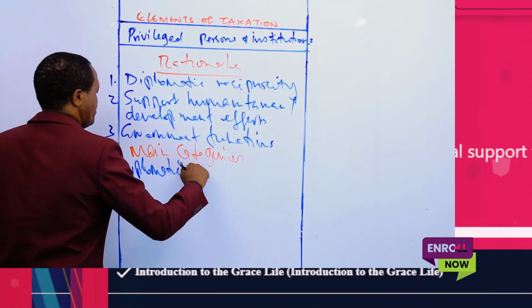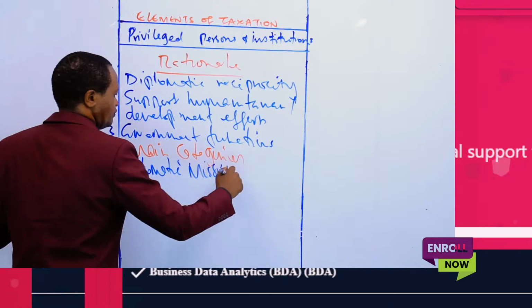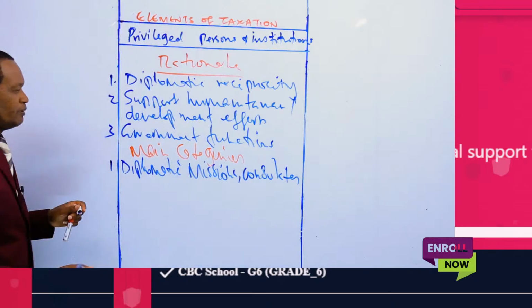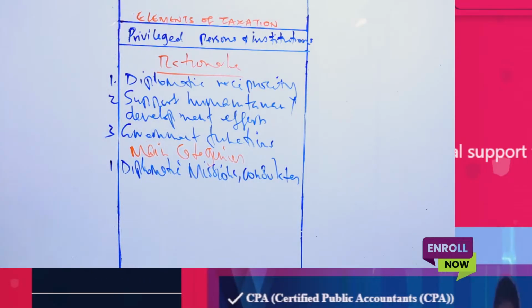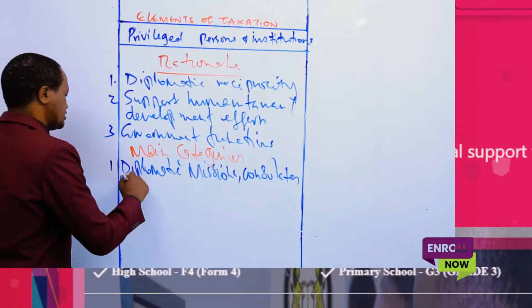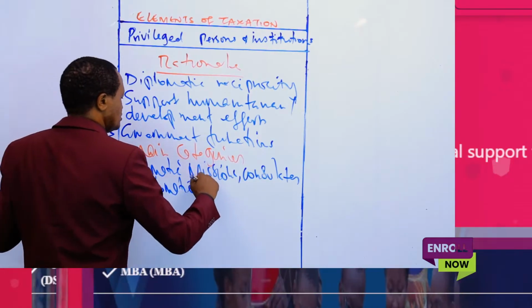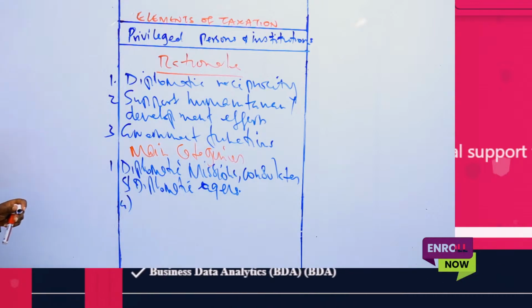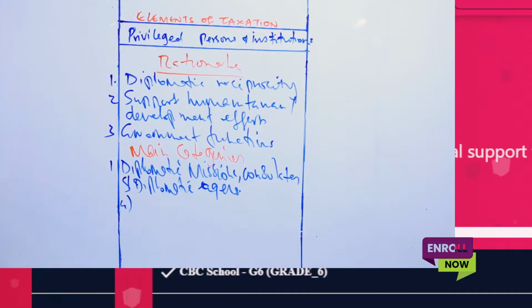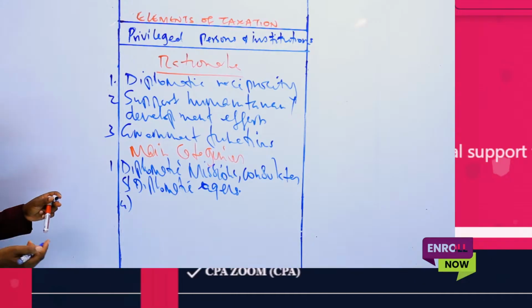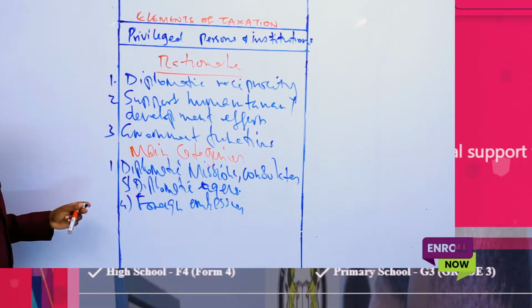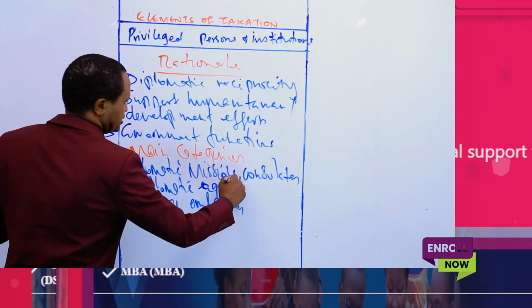Diplomatic missions. We have consulates and diplomatic agents. Diplomatic missions include the foreign embassies. These are just foreign embassies, consulates, and their agents.